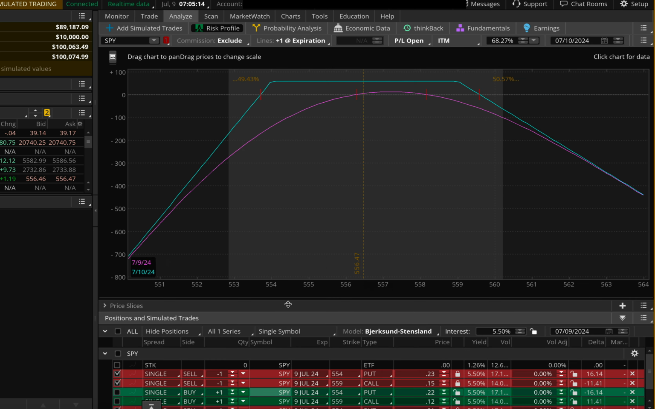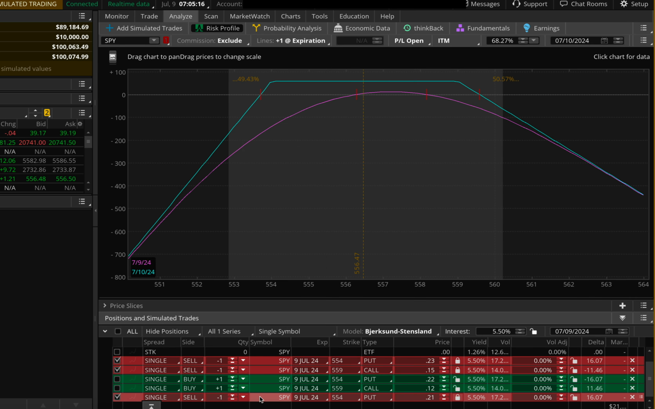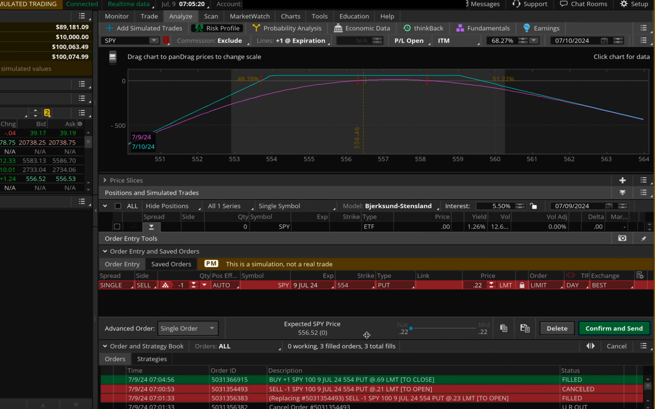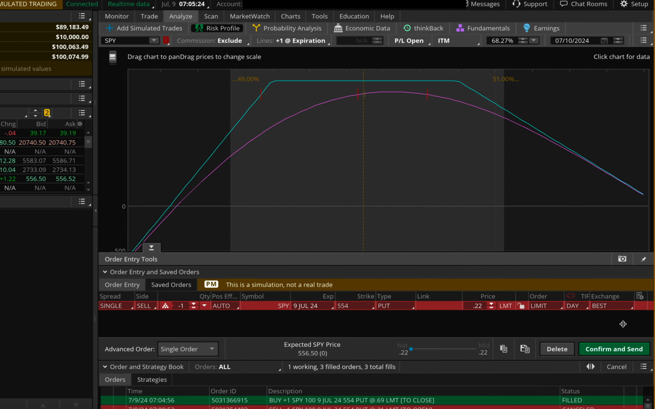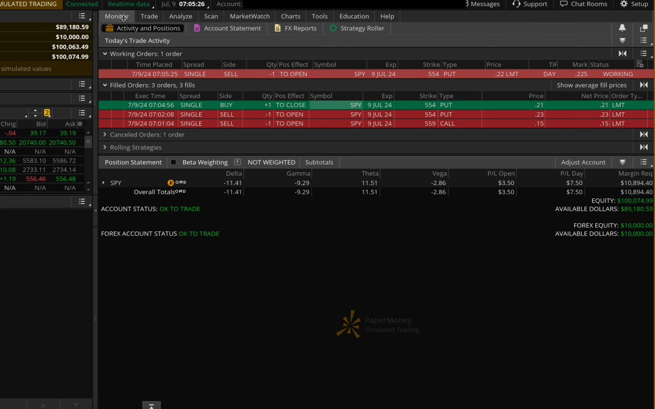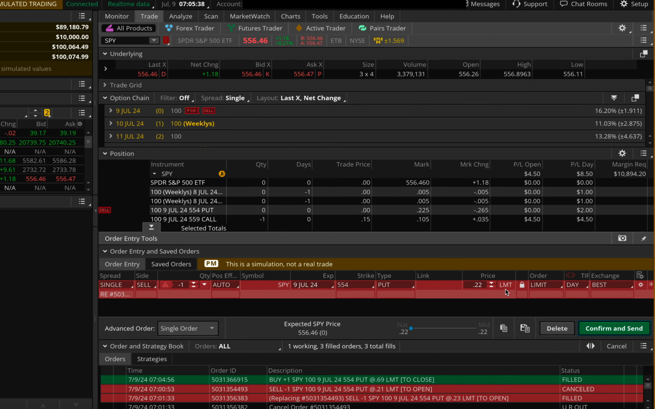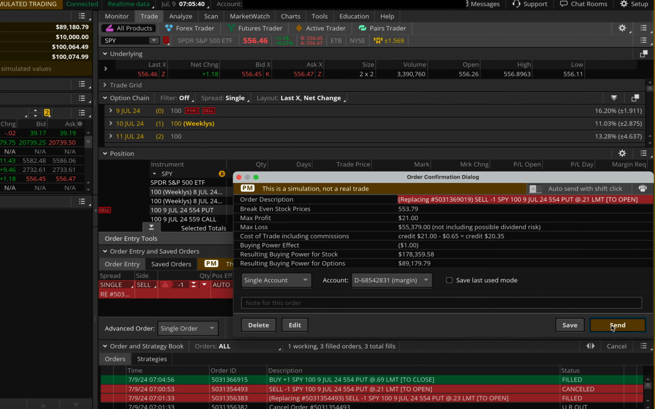Analyze opposite trade. So I have to resell that. God, what an idiot. Slow down, Dan. Slow down. I can't even do this in a paper money account. I mean, how am I going to do it in a real money account? Come on. Okay, let's say 21.